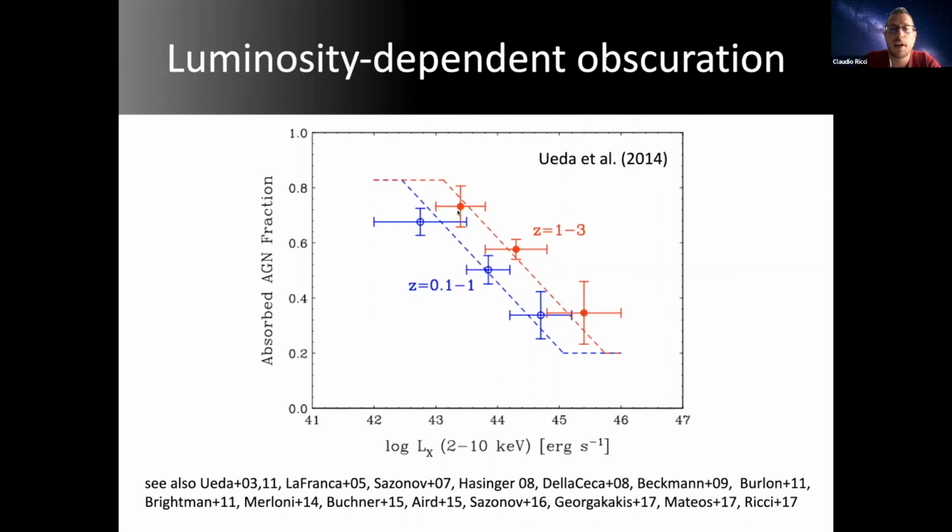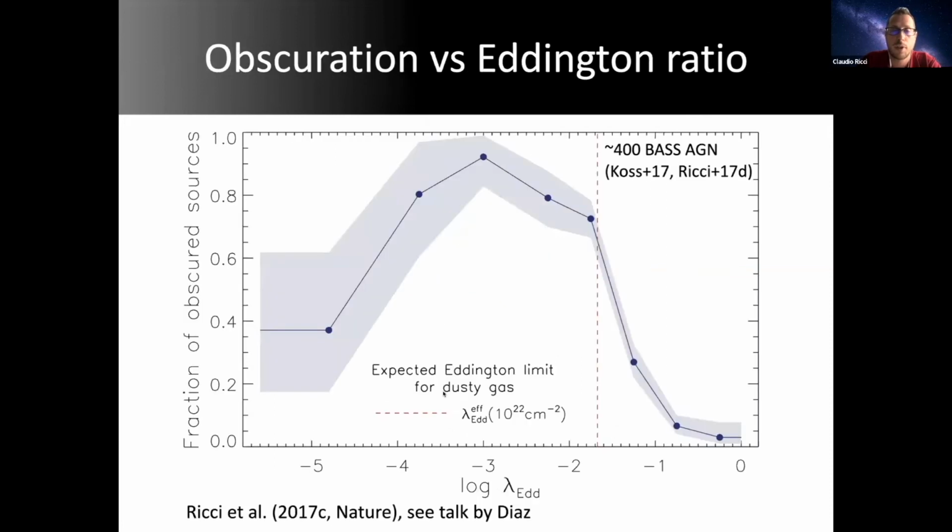And an interesting fact is actually that this trend changes with redshift. In particular, people have been finding that at higher redshift, the fraction of obscured sources is larger. One thing that we found using hard X-ray selected sources is that the main driver of this relation is actually the Eddington ratio. And this was done using the BASS sample, which includes good estimates of black hole mass and Eddington ratio. At the time, this was the first data release for 400 objects.